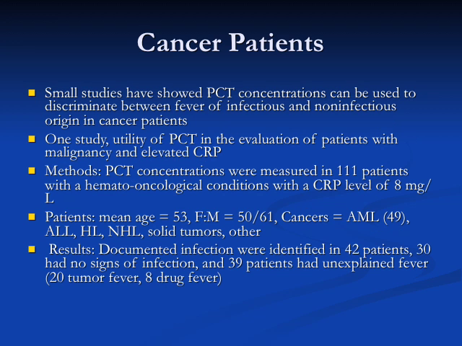Documented infection was identified in 42 patients. 30 had no signs of infection, and 39 patients had unexplained fever, which they clinically diagnosed as this subgroup into 20 of them having fevers due to tumor and 8 due to medications. So they divided again into 4 groups: the infectious, non-infectious, tumor group, and drug group.